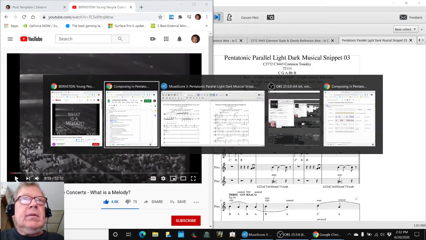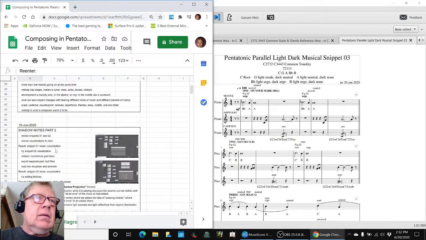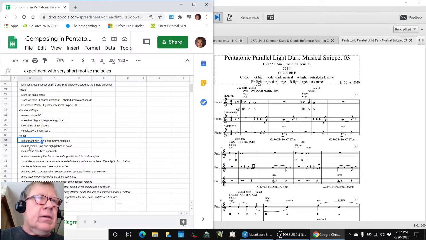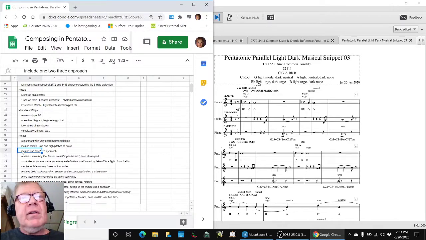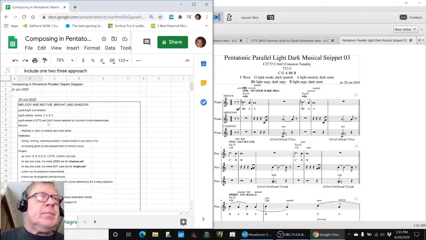So, in our napkin diagram, here are all our notes. We decided that what we wanted to do with that was experiment with very short motive melodies. Bernstein uses the word motive, which we've also heard as motif, including middle, low, and high pitches of notes, and what he called the 1-2-3 approach: you start with a statement, then you repeat it with a slight variation, and then you take off and do a lot of stuff with it.